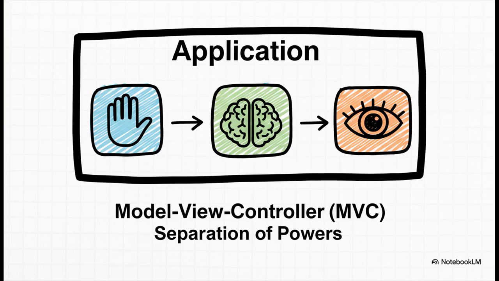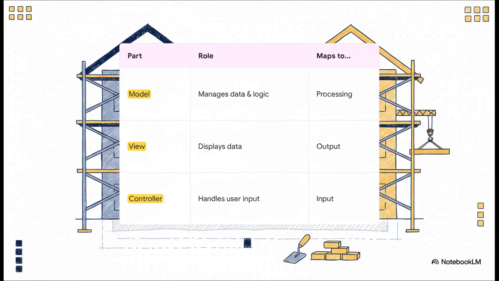Okay, last one we'll look at is called Model View Controller, or MVC. Now, this one's a little different. It's not about how different computers talk to each other across a network. Instead, it's all about how you organize the code inside a single application. The key idea here is a total separation of powers. So this pattern, MVC, it breaks an application down into 3 totally distinct jobs. This keeps everything super organized.